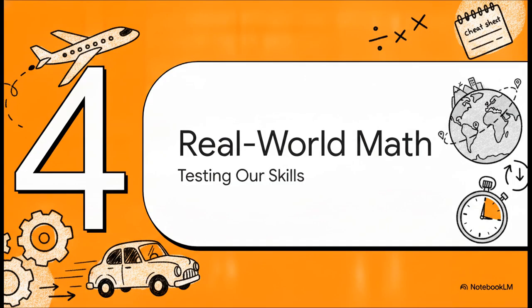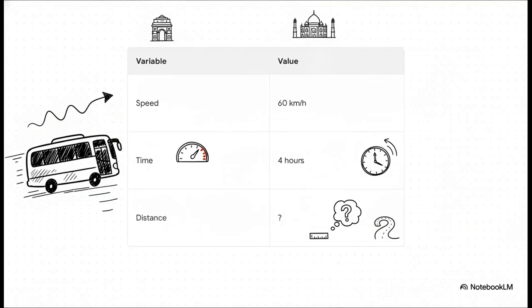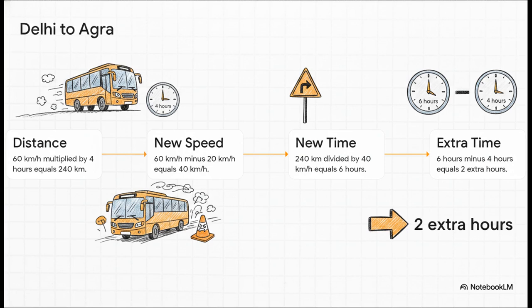All right, section 4, real-world travel math. It's time to put these building blocks to the test. Okay, picture this. You're on a bus heading from Delhi to Agra. We've got two variables, a steady speed of 60 kilometers per hour and a travel time of 4 hours. Quick, before we solve it, can you calculate the total distance in your head? Let's walk through it and flex those problem-solving skills. Distance equals speed times time, so 60 times 4 gives us a 240-kilometer trip.